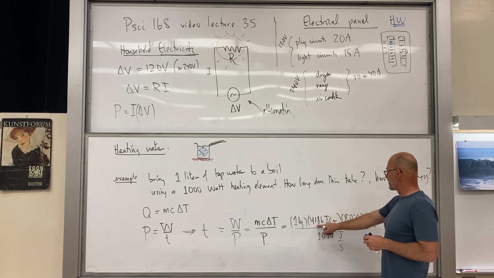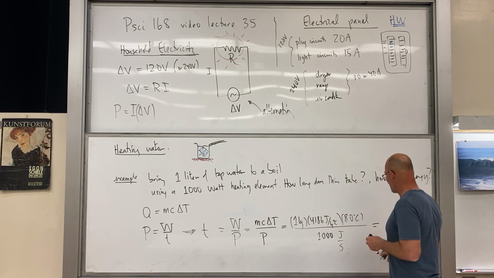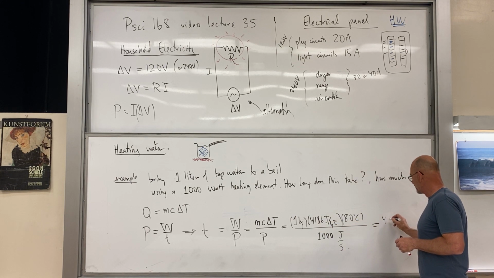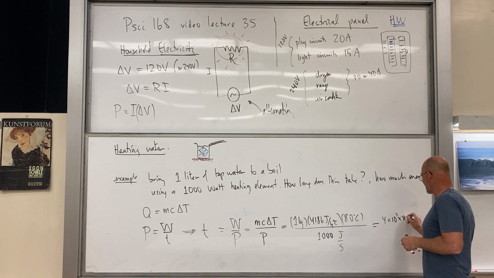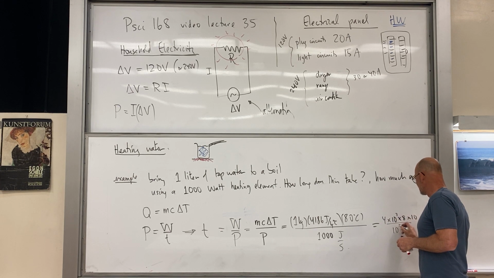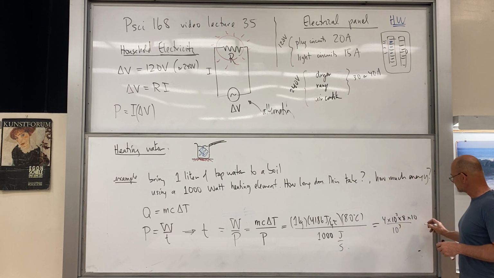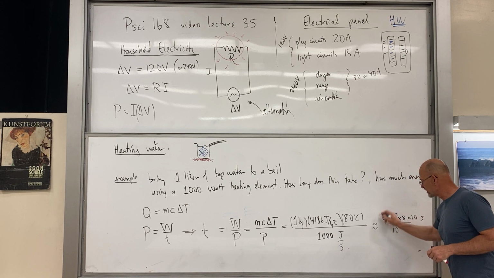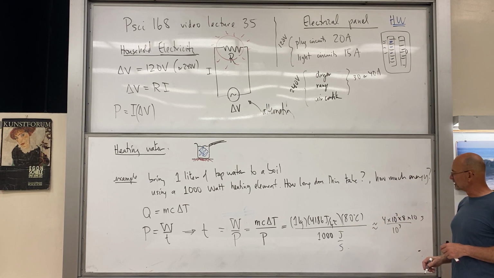Let's just call this 4,000 times 80. So we have 4 times 10 to the third times 8 times 10, over 10 to the third. And that's going to be seconds. Okay, so this is an approximation. A watched pot never boils, it'll probably take longer.